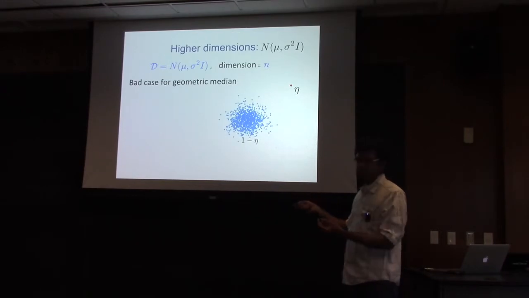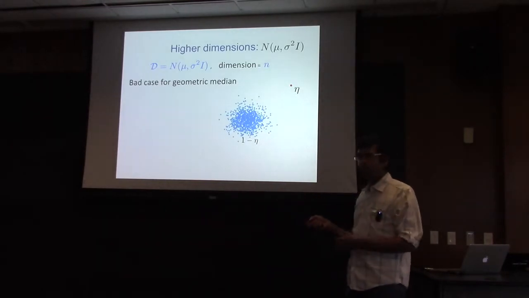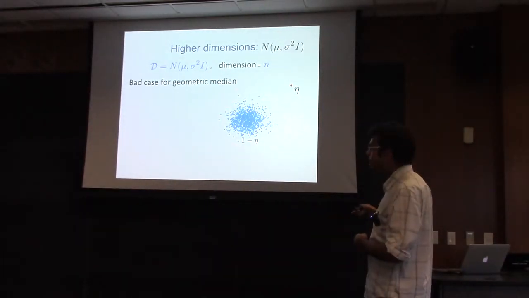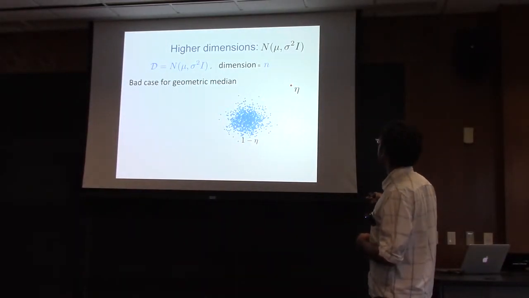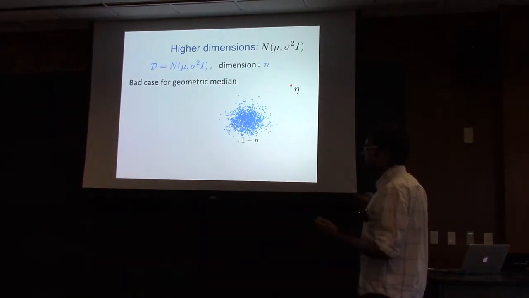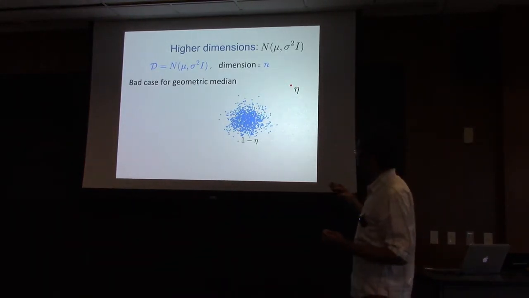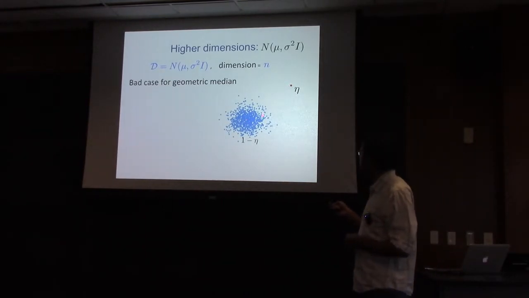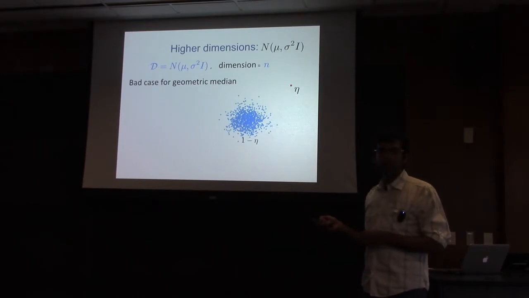An example that is bad for the geometric median as well as the coordinate-wise median is here. Say these are all the Gaussian points, and your adversary places eta fraction of the points in a diagonal position. Now you can show that both the geometric median and the coordinate-wise median will have an error which depends on square root n.